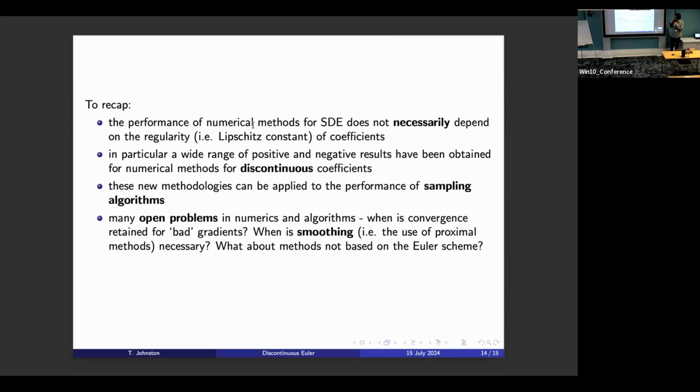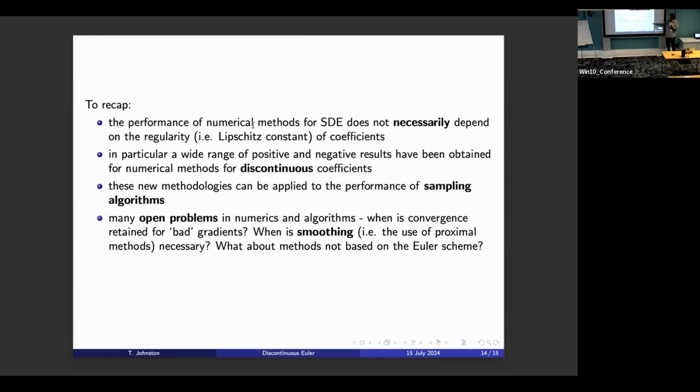For instance, when is convergence retained for bad gradients and when is smoothing necessary? Like I said, it seems like these proximal methods actually do give better practical results sometimes, at least for optimization problems. So perhaps sometimes the smoothing is actually necessary and one can't kind of cheat in this way.